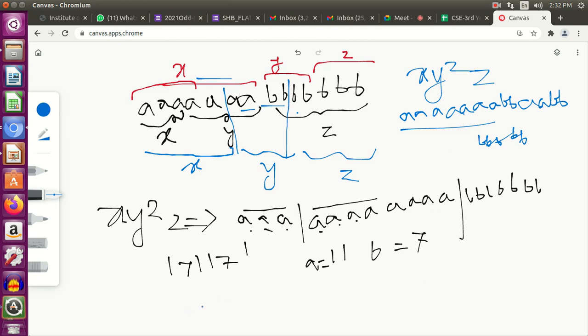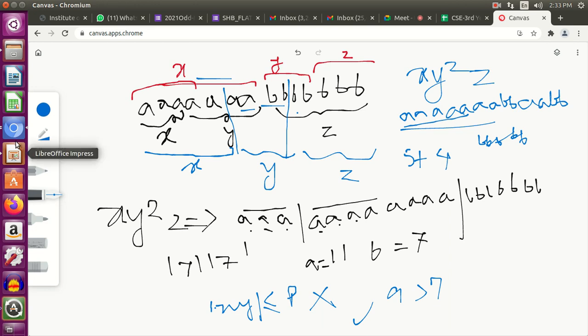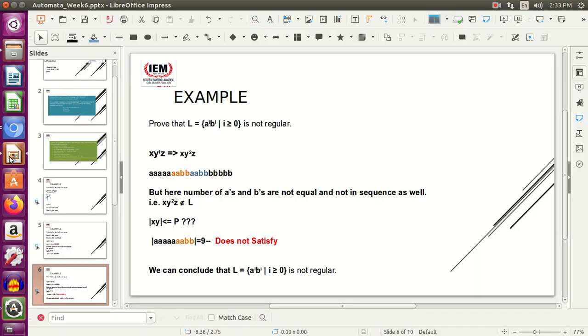Now what about the next condition? The next condition was that the length of xy should be less than or equal to p. So here, what is the length of xy? The x portion is 5, 1, 2, 3, 4, 5. Plus the y portion is 4, a a b b. So it's 9: 5, 6, 7, 8, 9. So 9 is greater than 7. So this condition is not satisfied, right?